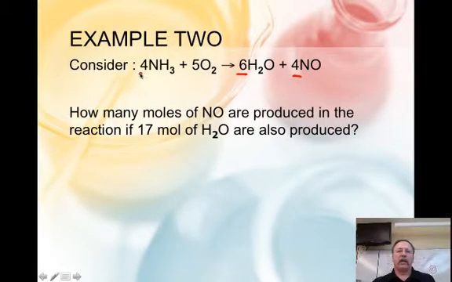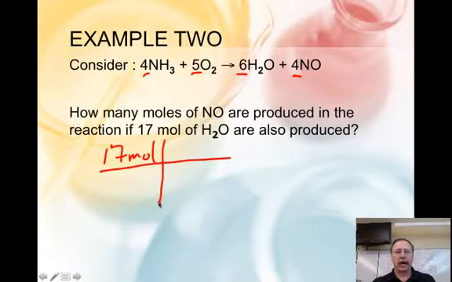Okay, so here we have 4, 5, 6, and 4. Let's look at them. How many moles of nitrogen monoxide are produced in the reaction if we had 17 moles of water instead of 6? So what do you think we'll do? Take what we're given, 17 moles, right? And we're going to divide by the ratio here. 4 nitrogen monoxides per 6 waters. Makes sense? For every 6 waters, I get 4 nitrogen monoxides.